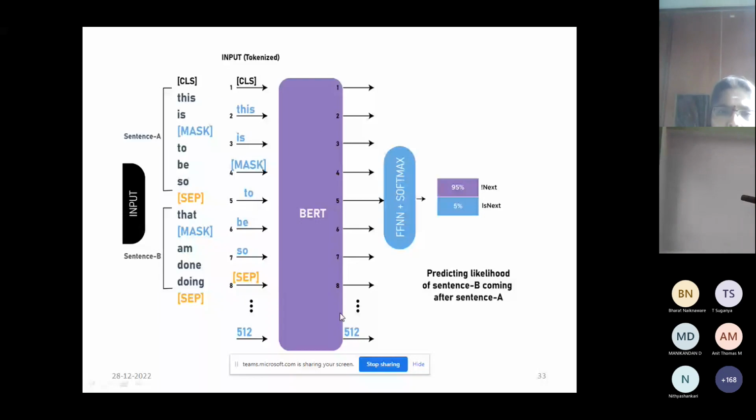Once the predicted word is obtained, it is fed into a fully connected neural network layer, and the probability of each predicted word is calculated using softmax. Based on this, we'll be able to find whether there is a contextual dependency between the previous sentence and the next, that is, whether the next sentence is really related to the first sentence or not.